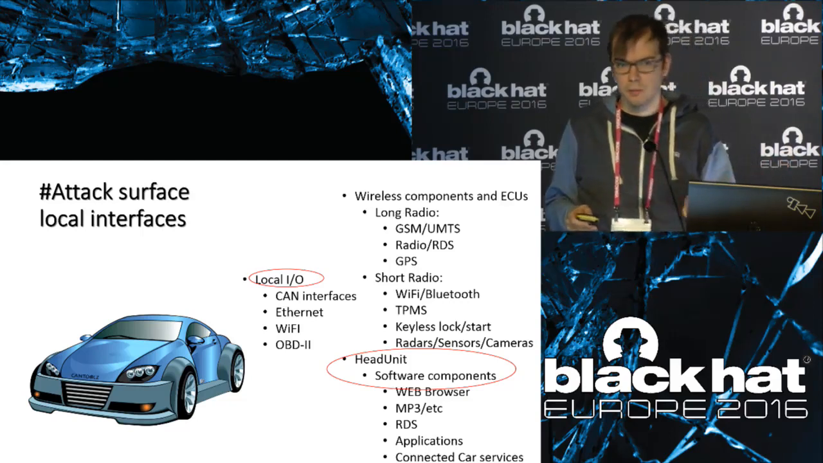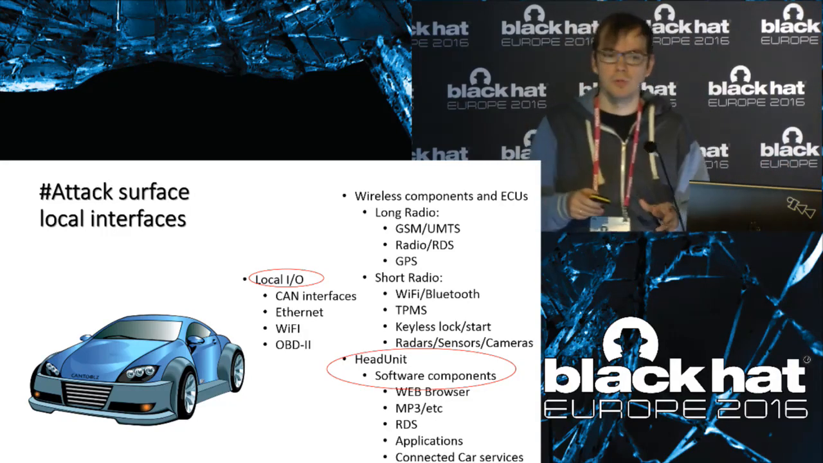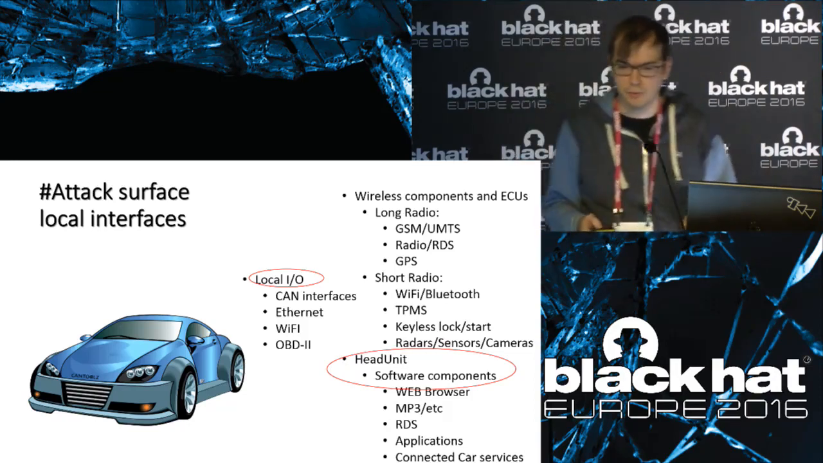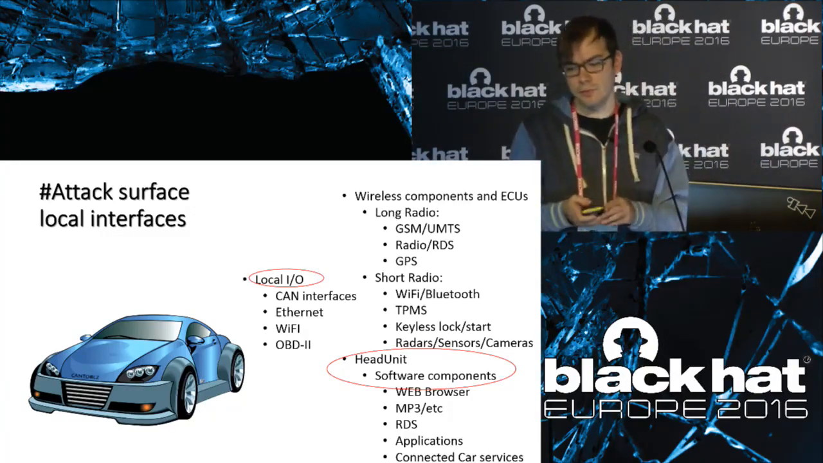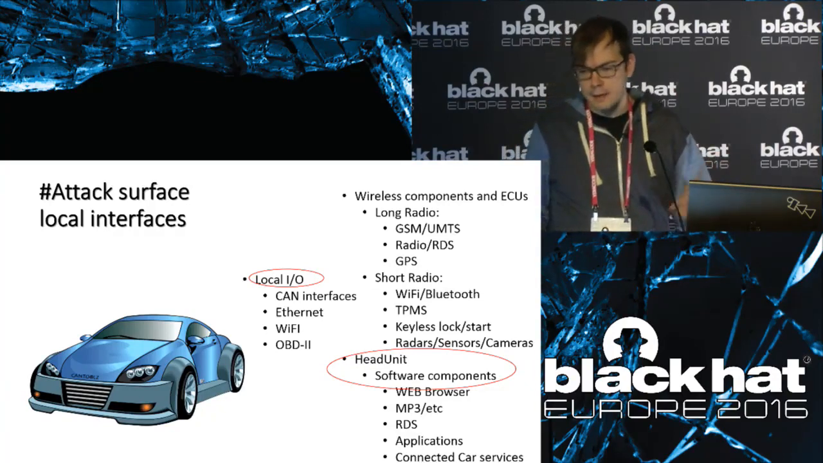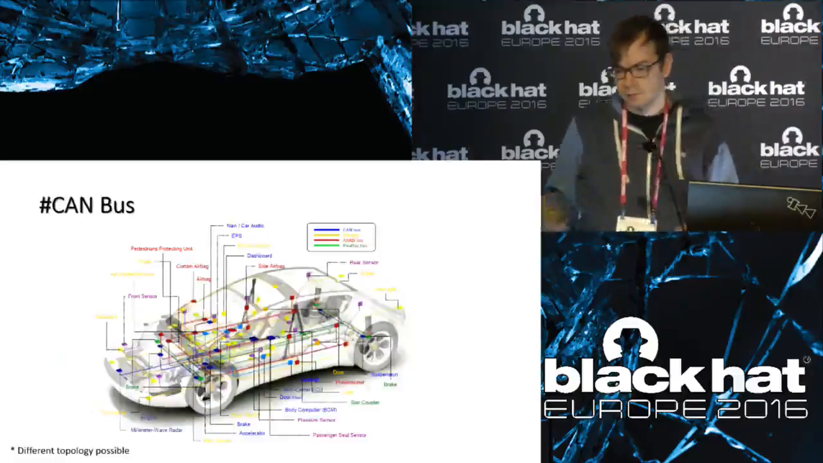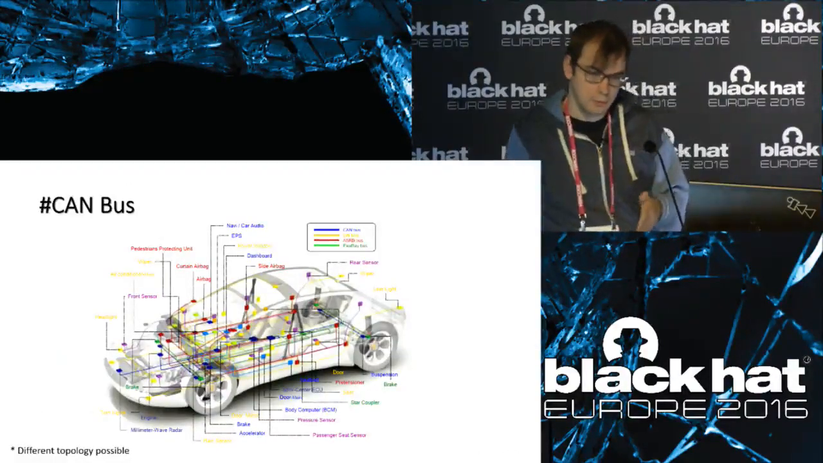USB port, actually. Some cars have Ethernet over USB, so if you connect a simple Ethernet adapter over USB, you will get access to the Ethernet network of the car. And a lot of things could be done here. But again, this talk is concentrated on CAN, and that's why I'm going to talk more about CAN here.